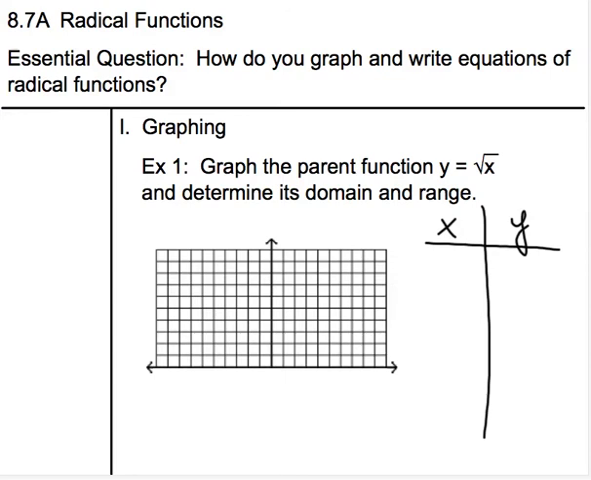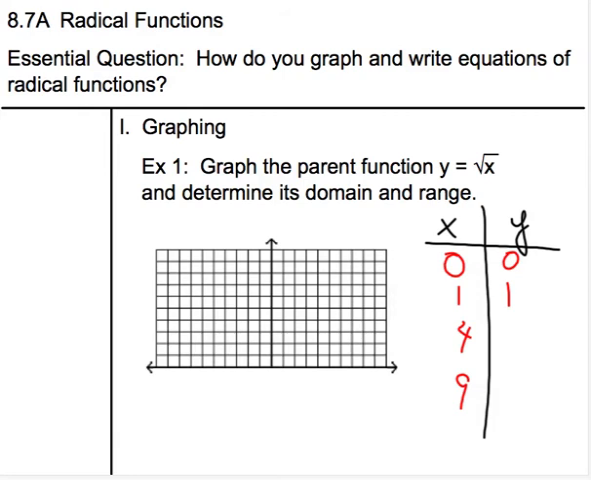So 0 is a perfect square, so I can start with a 0. 1 is the next perfect square. 4, 9. After that, I'm probably going to get off my graph. So I'll start with those 4. Square root of 0 is 0. Square root of 1 is 1.